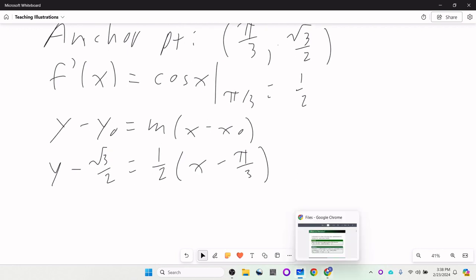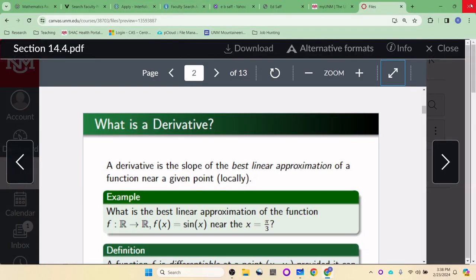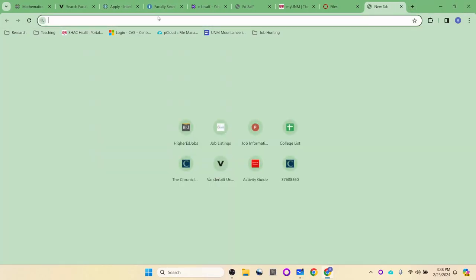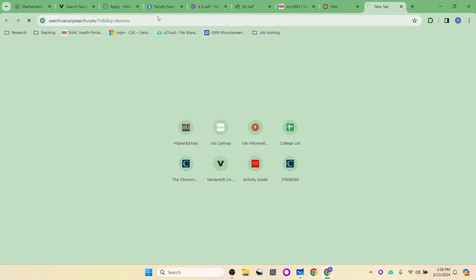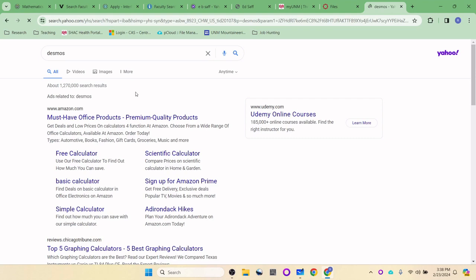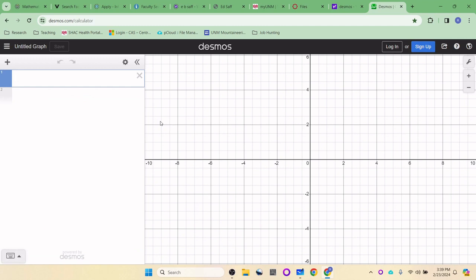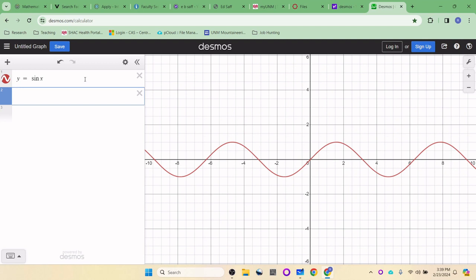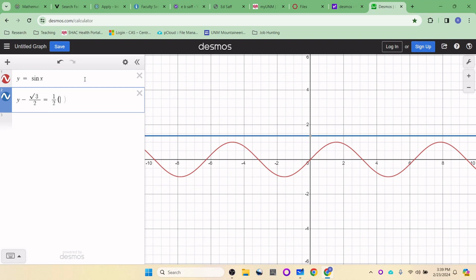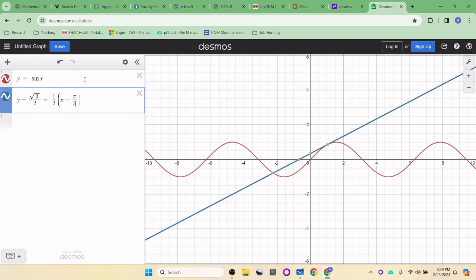Let's get a picture of what that looks like. So we'll go to Desmos this time. And if I graph y equals sine x, and then I also graph y minus square root 3 over 2 equals 1/2 times x minus pi over 3.